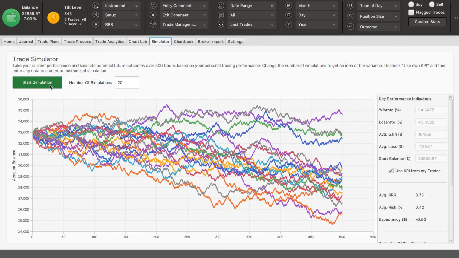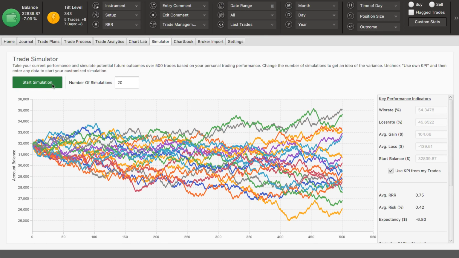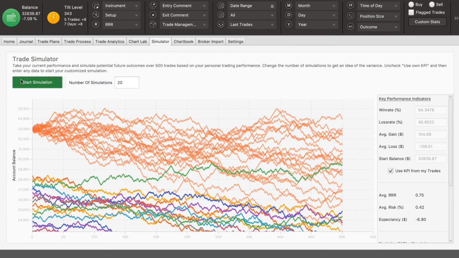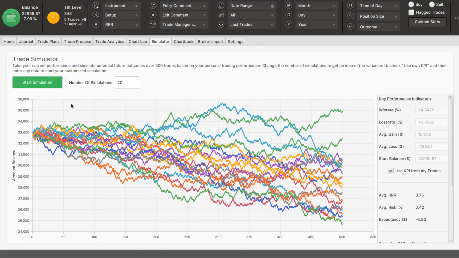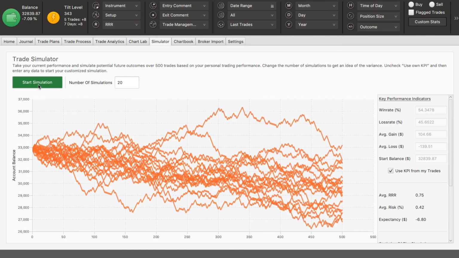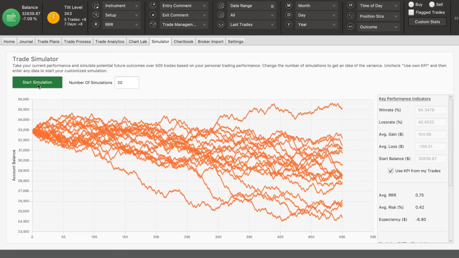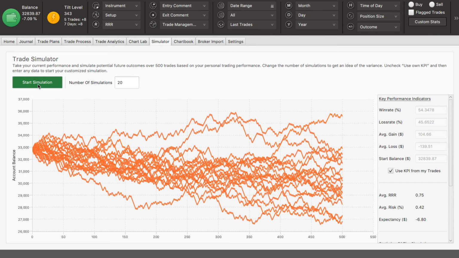When we take a look at the simulator, you can see that when we start the simulation, it is all over the place. The lines are very far from each other, which means that there is a high variance in the trading system. Also, you can see here's the starting place with the current balance, and then over 500 simulated trades in the future, most of the simulations would end up in a loss. Very rarely, just a few will end up in a profitable scenario. So if the trader continues the way he has been trading, then it is very, very likely that he will not see any positive results.